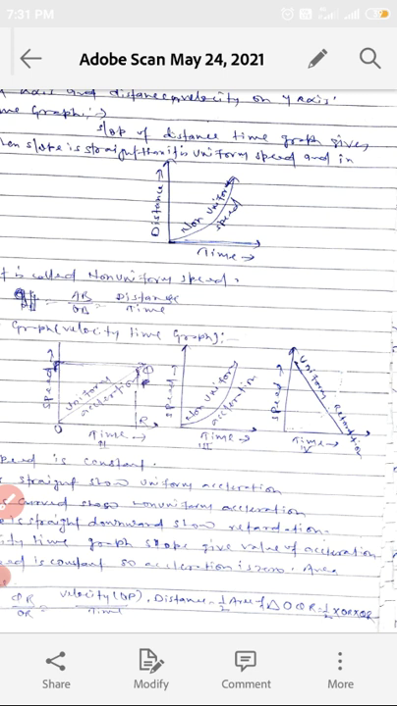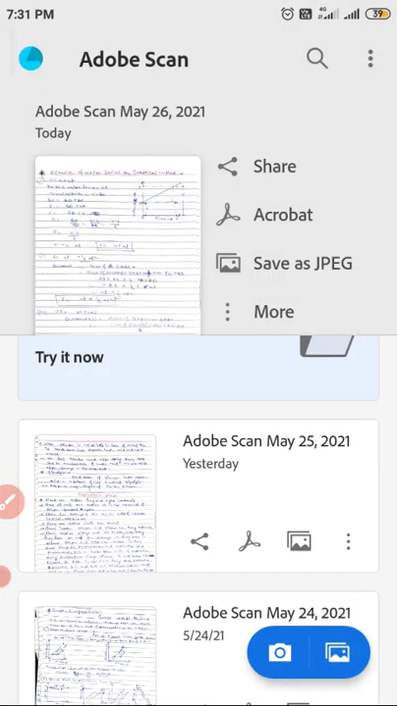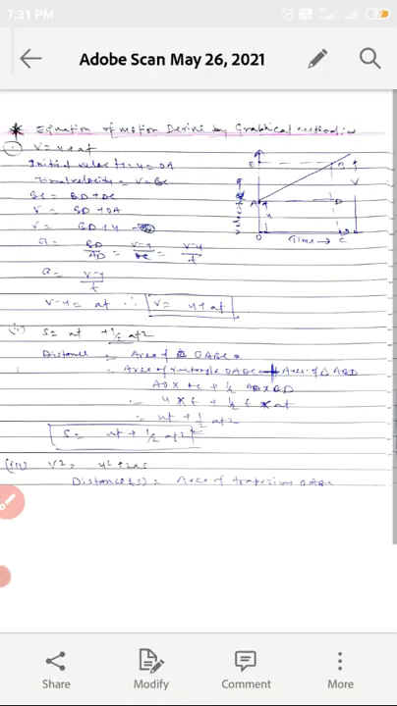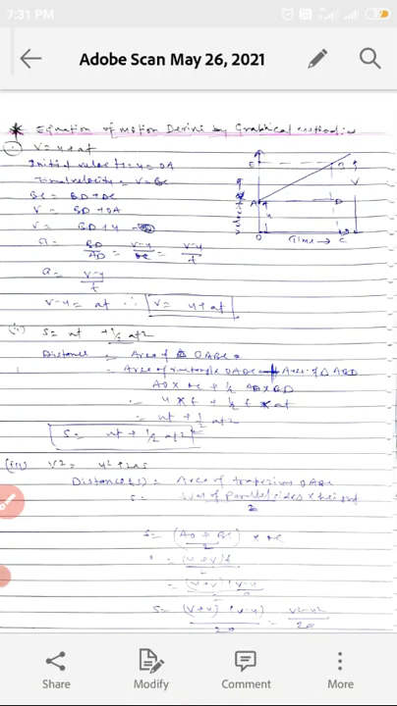Next, we discuss the other type of graph on the second page. By the help of graph, we can also prove the equations of motion. We know the three equations of motion. First equation, v is equal to u plus at. Second, s is equal to ut plus half at square. Third, v square is equal to u square plus 2as.